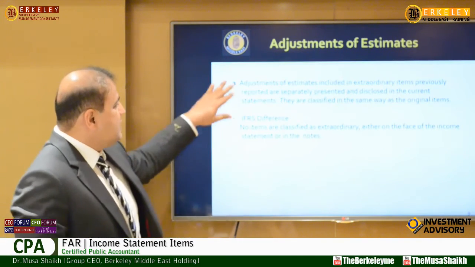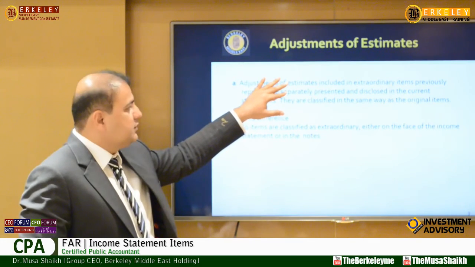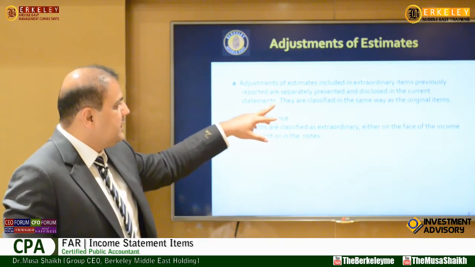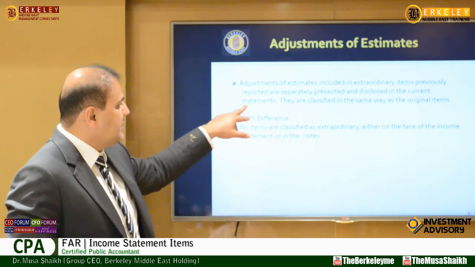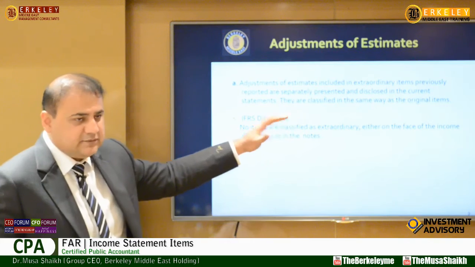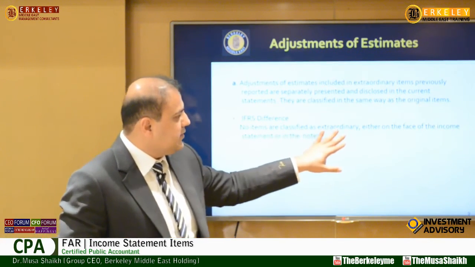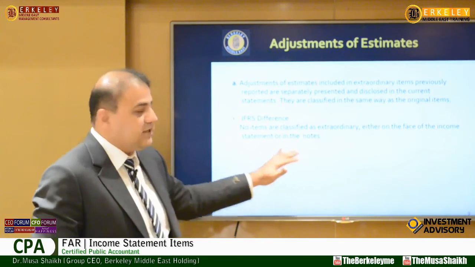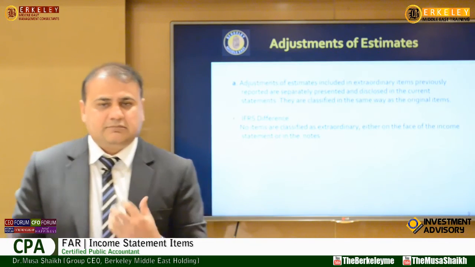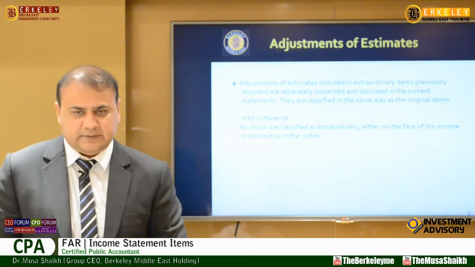How do we do it? Just estimations. Estimations are provisions, liabilities, and your judgments. So an extraordinary item previously reported as separately presented is disclosed in the current statement. They are classified in the same way as the original items. He says under IFRS, no item is classified as an extraordinary item either on the face of the income statement or in the notes. So IFRS does not allow you to give a heading called extraordinary items.